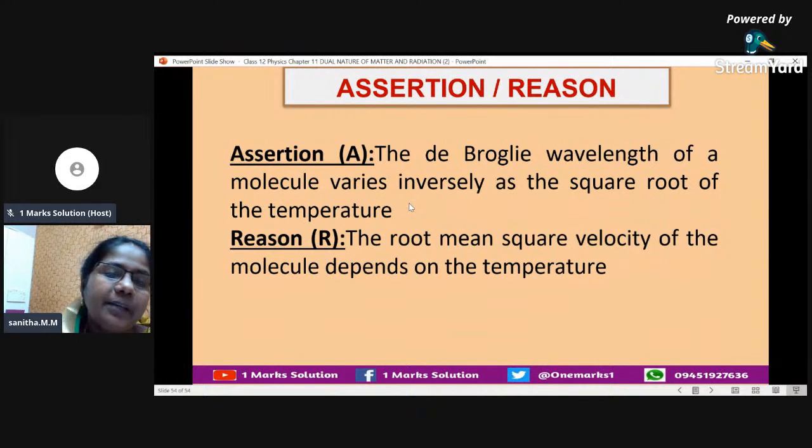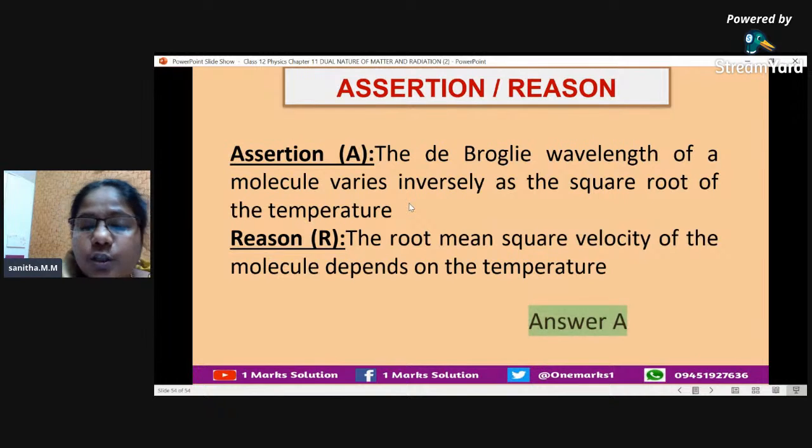the square root of the temperature. That means we know the equation lambda is equal to h by root of 2mkT. That means lambda is proportional to 1 by root T. That means lambda is inversely proportional to the square root of the temperature. What is the reason behind it? The root mean square velocity of the molecule depends on the temperature. Absolutely correct. So the option is answer A.